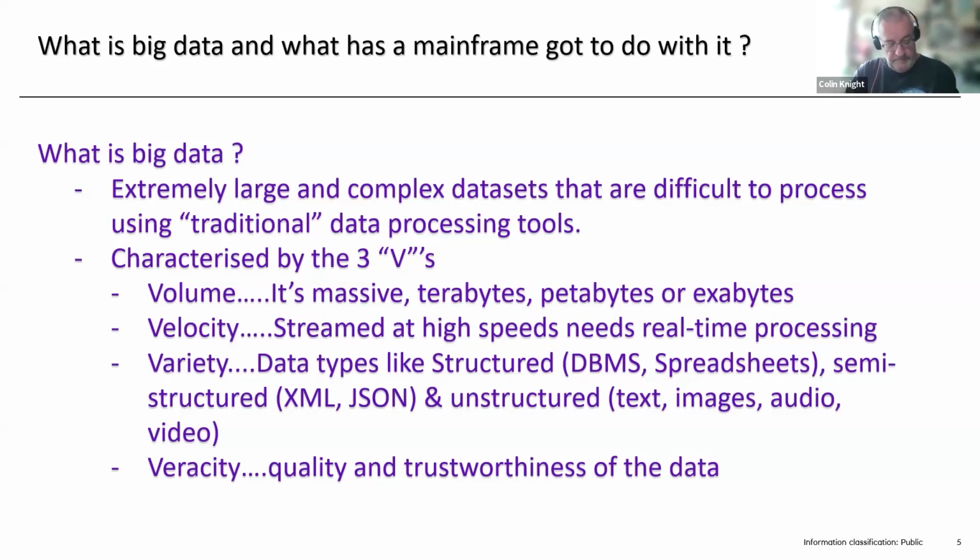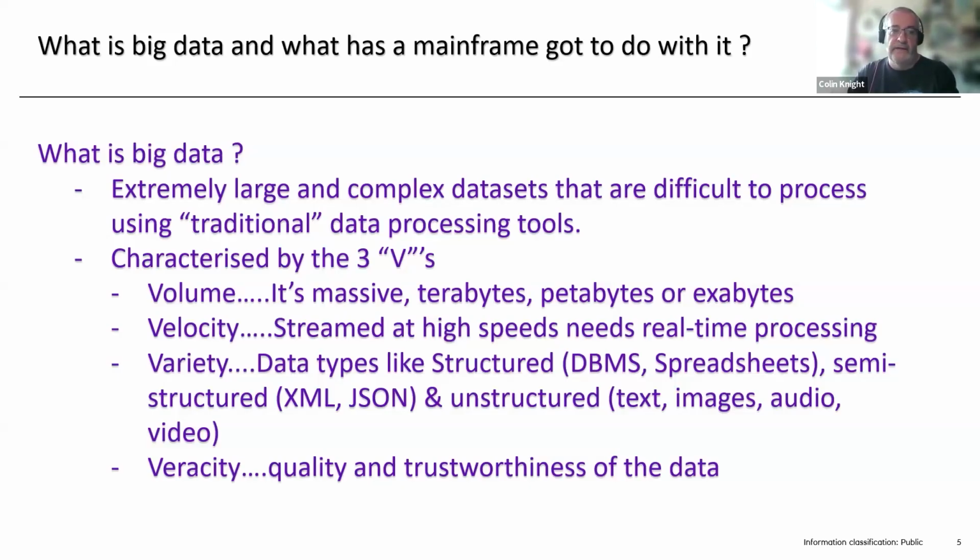And the third V, but by no means the last, is variety of data. It's data types like structured data, DBMSs, spreadsheets, semi-structured data, XML, JSON, and your totally unstructured data like text that I'm recording right now, and the images and audio and video. All of that is very unstructured, but quite often you want to make sense of that alongside your other data types. And that feeds into the traditional data processing tools not being up for the job, because you've got all sorts of types of data, structured and unstructured. And traditionally, you just operate on one data type.